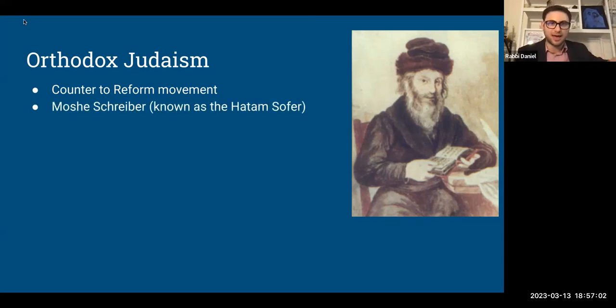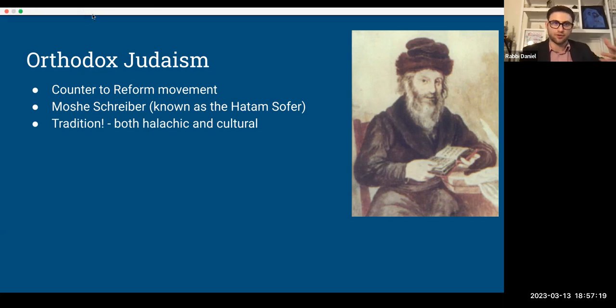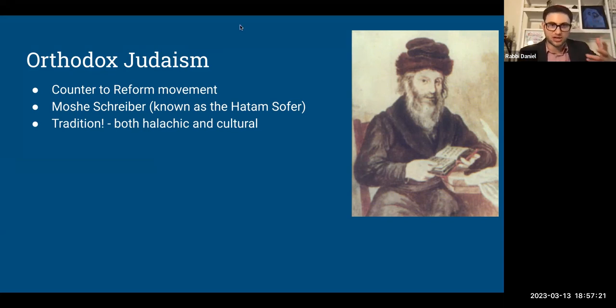And it was led by a guy named Moshe Schreiber, otherwise known as the Chatam Sofer. And this was, of course, very traditional, both halachic and cultural. One of the things that the Chatam Sofer famously said is he gave the exact opposite answer of Reform Judaism. Again, they were dealing with the same question, which is, how do you deal with this conflicted identity? So Reform says, try to adopt both. Orthodoxy says, you have to just go all in on Judaism.